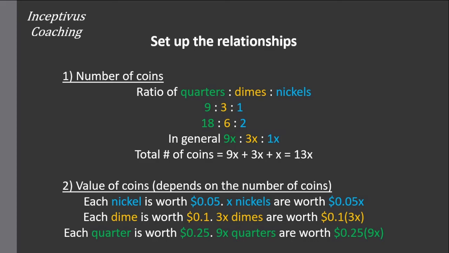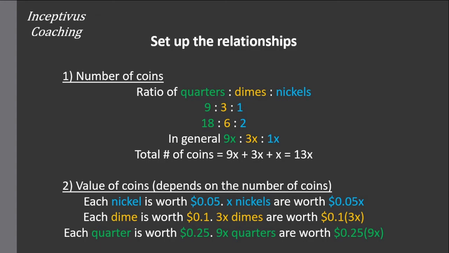Therefore, the total number of coins is simply 9x plus 3x plus x, which is 13x. And if I can find out the value of x, then I can solve this problem. Now let's shift our attention from the number of coins to the value of coins, because this is another important relationship given by the question. And we discussed the value of coins last because it depends on the number of coins.